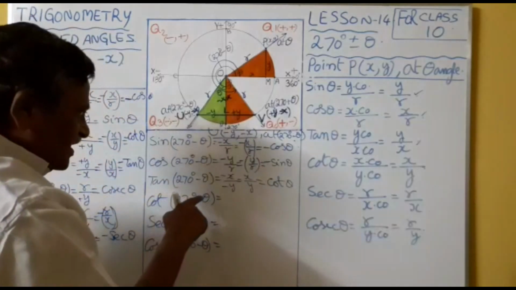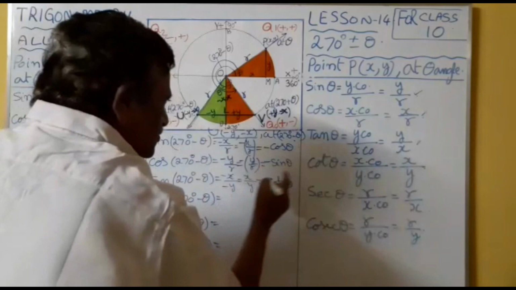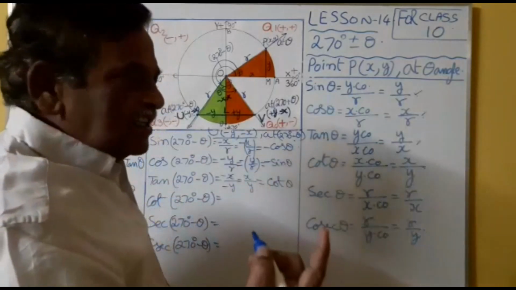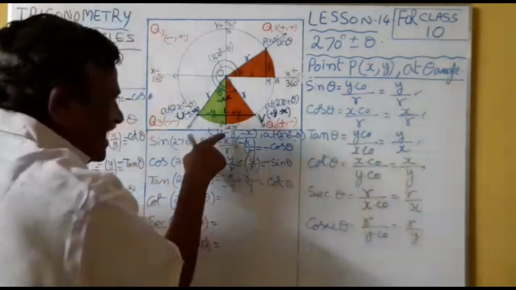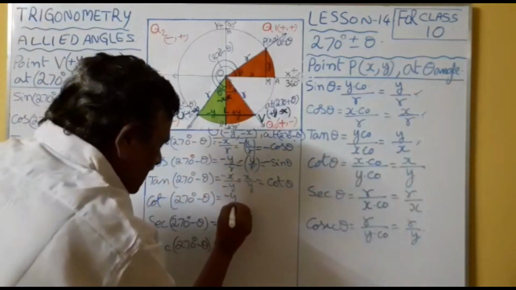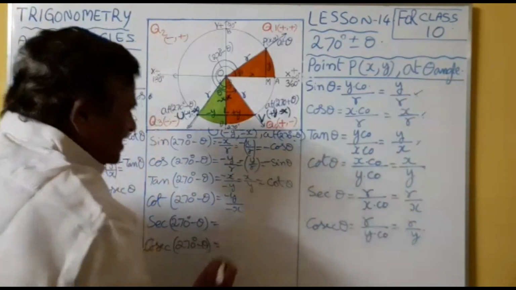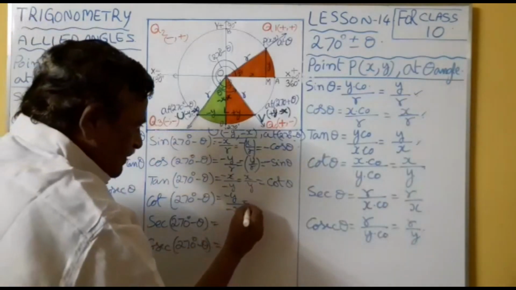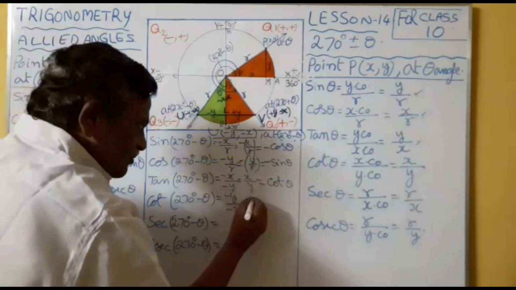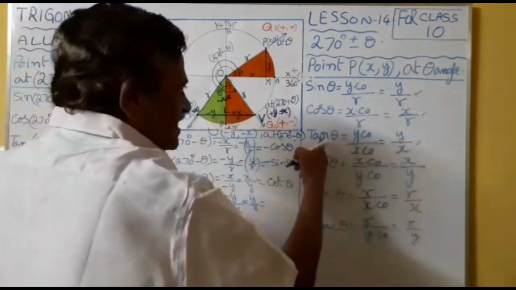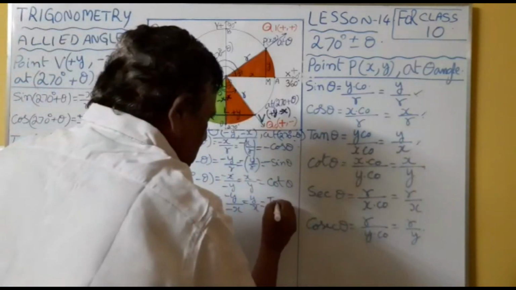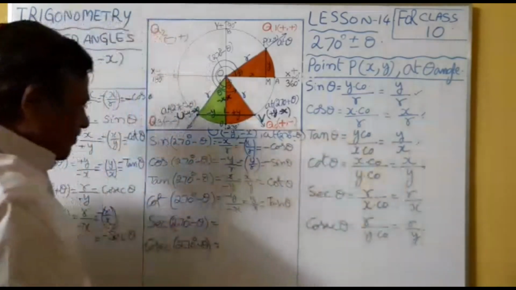Cot of 270 degrees minus theta. Cot definition is x coordinate by y coordinate. Here the x coordinate is minus y and the y coordinate is minus x. Therefore, the minus signs get cancelled, y by x. What is y by x? Tan theta. Therefore, this is tan theta.